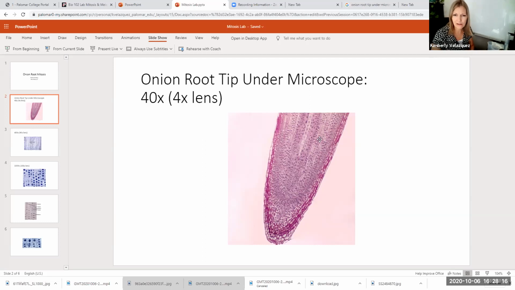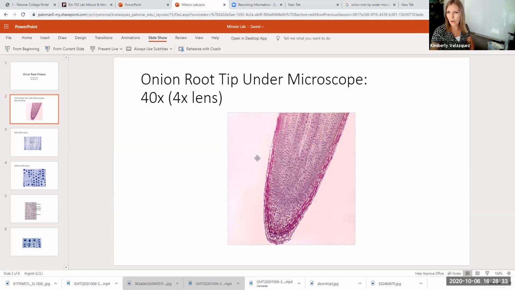Now you can't really look at this and identify what stage of mitosis each of these cells is at, but it's really important to realize every single one of these is a separate little cell. Sometimes students look at this and they go, what stage is this at? Well, every single one of these cells is at a different stage.